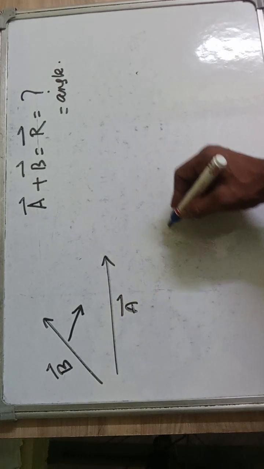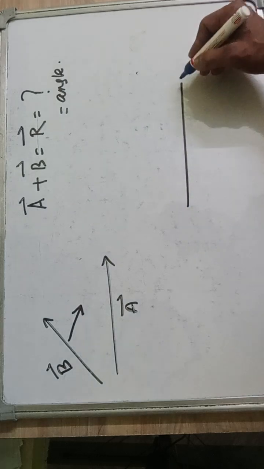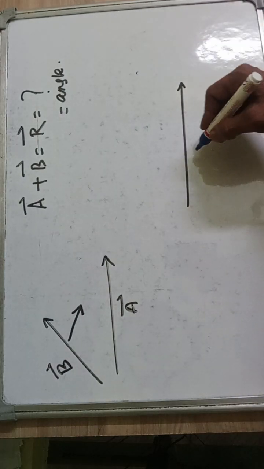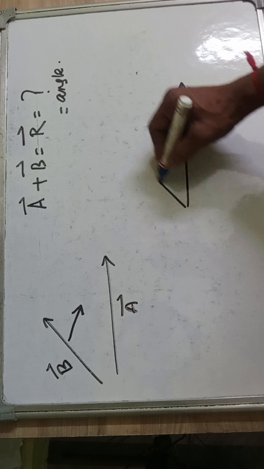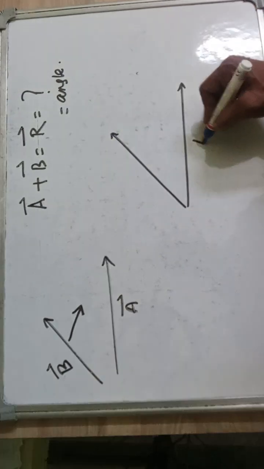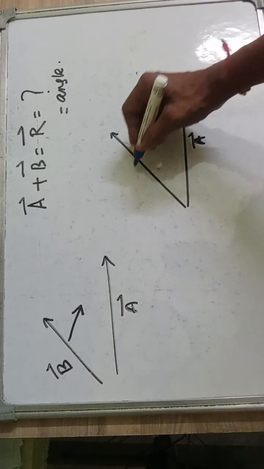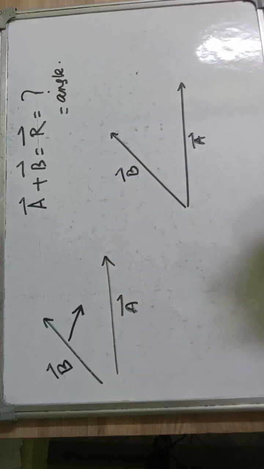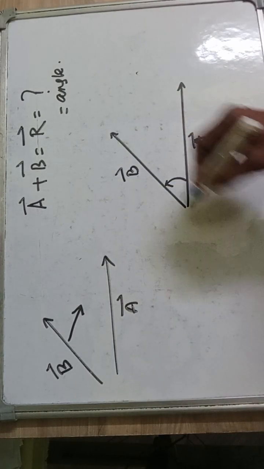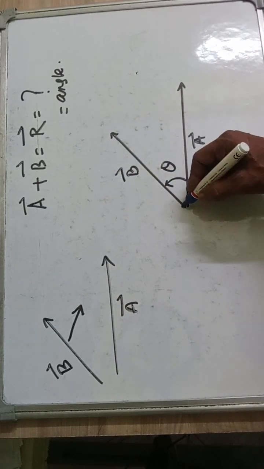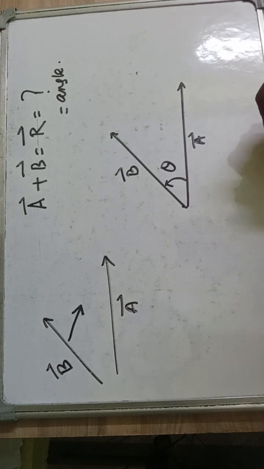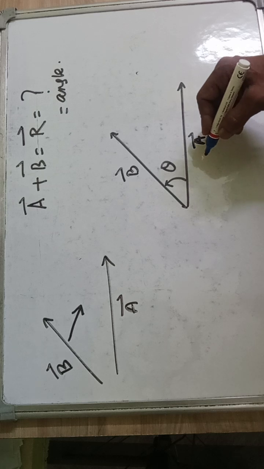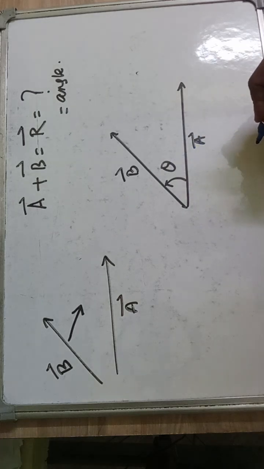Hence, now suppose we have shifted A and we have shifted B. Here this is now vector A and this is now vector B. The angle between them is theta. If the angle between A and B is theta, then we want to find out the magnitude of the resultant A plus B.